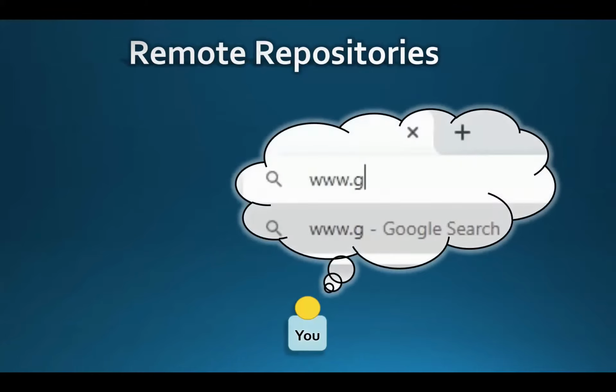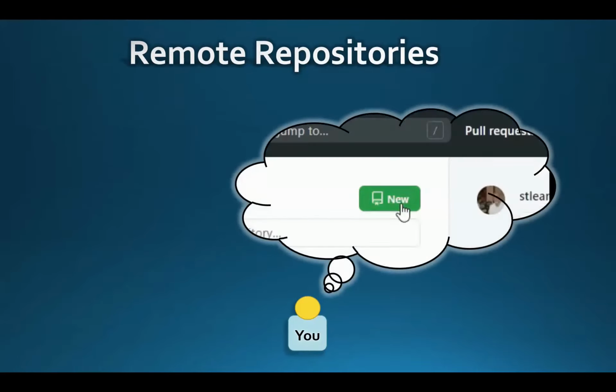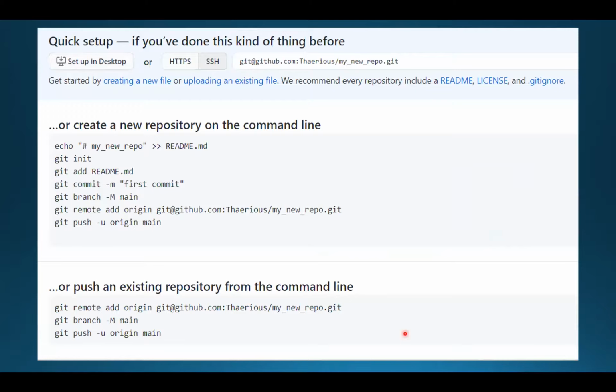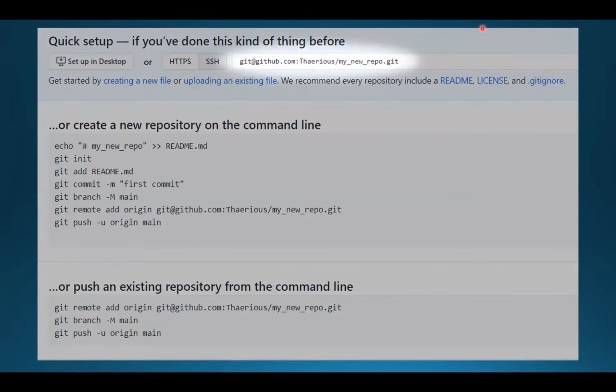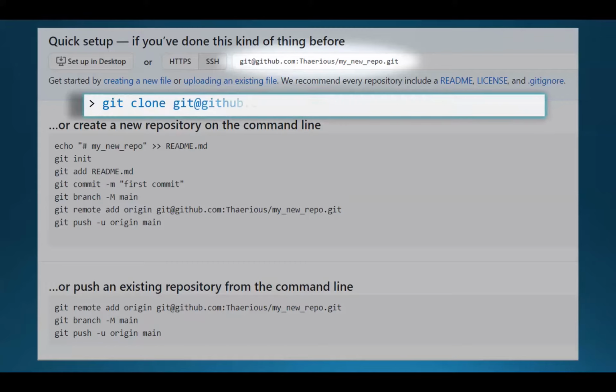So the first thing we're going to do is go to github.com and create a new repository. We're going to see this file when we get there. There's a lot of information here, but for now, because we're using clone, we're only interested in one thing, and that is this address up top: git@github.com, your username, and the name of your repository. We're going to use the clone command in this format to clone the repository from GitHub to our local laptop.